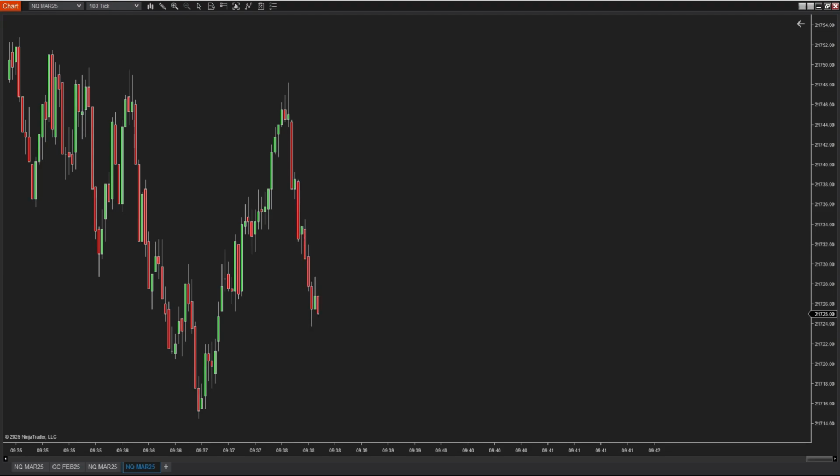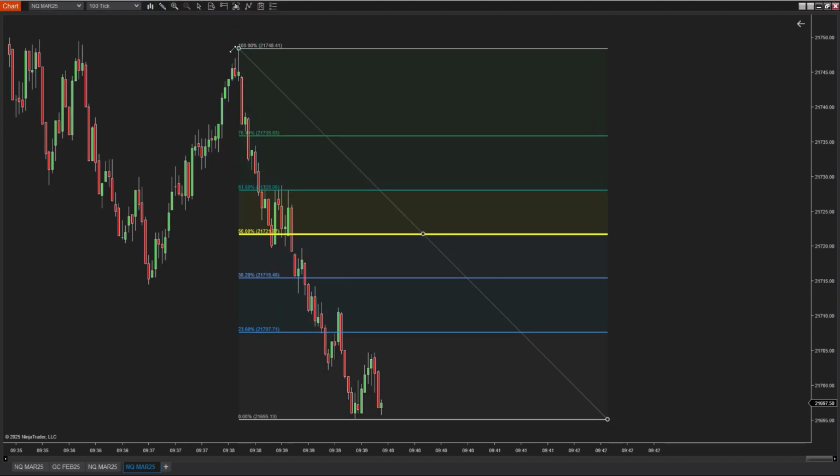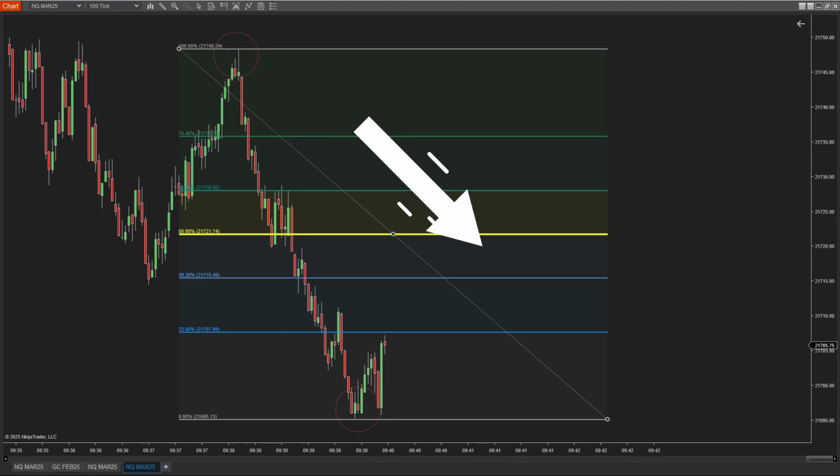Hi traders, let's talk about something we've all used in trading. Fibonacci retracement. You know the drill. Connect the highs and lows and voila, you've got key price levels to watch.